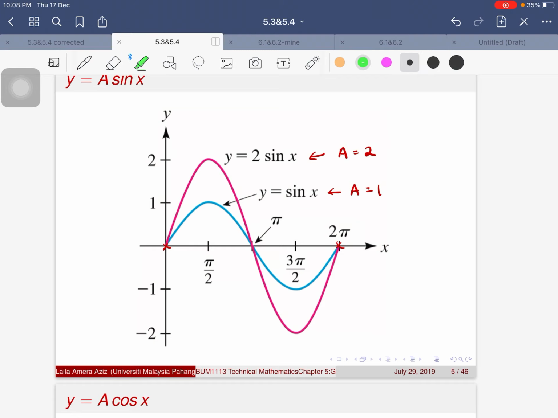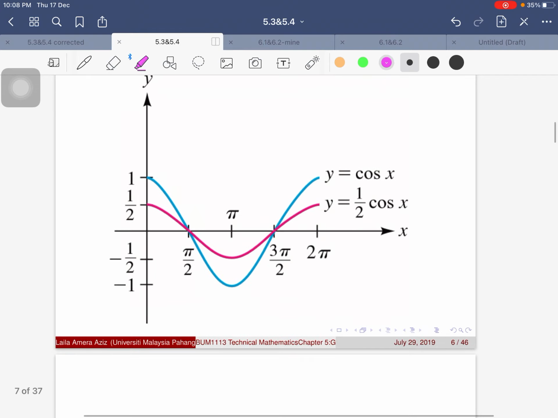The shape is basically the same, but only the height of the maximum and the minimum is different. So for the case of y equals sine of x, this one right here, the maximum value is 1, minimum value is negative 1. And for the case of the pink function, y equal 2 sine of x, because now my amplitude value is equal to 2, the maximum value is going to be at 2 and the minimum value is going to be at negative 2.